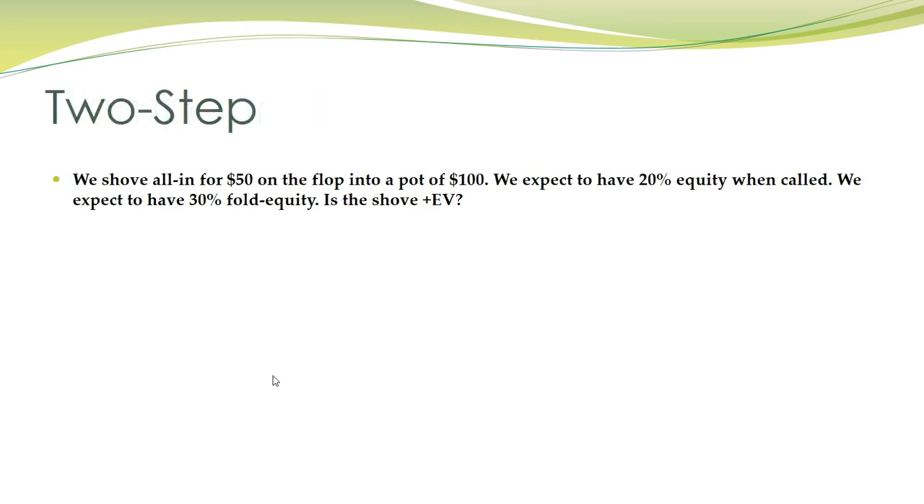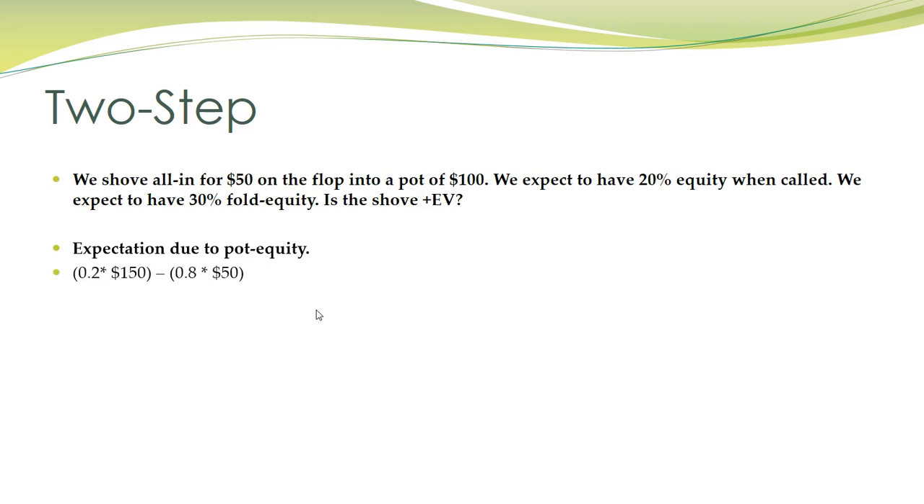Method number one, the two-step method. So here's the question again on the screen. So we're shoving 50 into 100. And we mentioned we're going to split this into two steps. We're going to have a look at our expectation due to our pot equity first. So let's just imagine our opponent does call, the money goes in. What is our expectation after the money goes in?